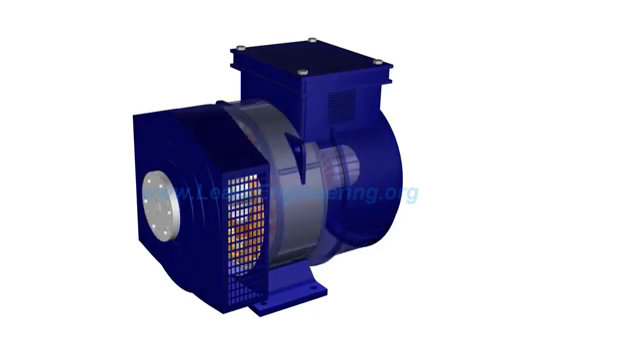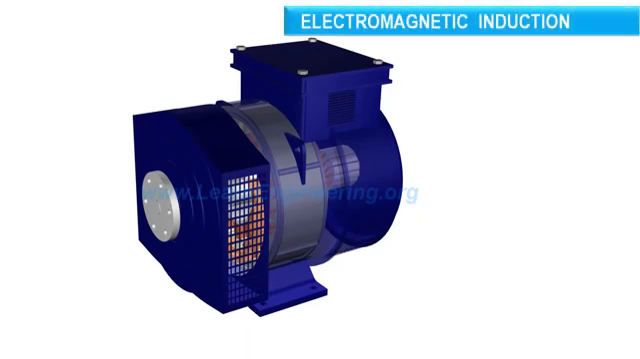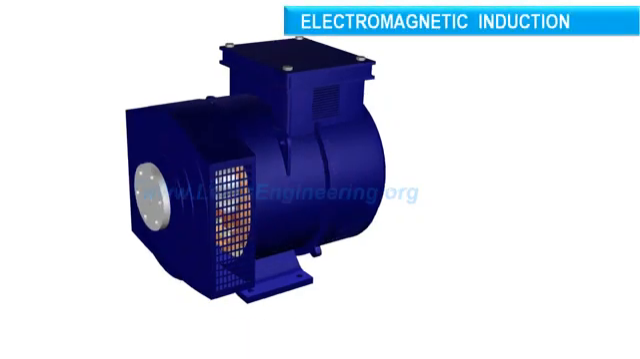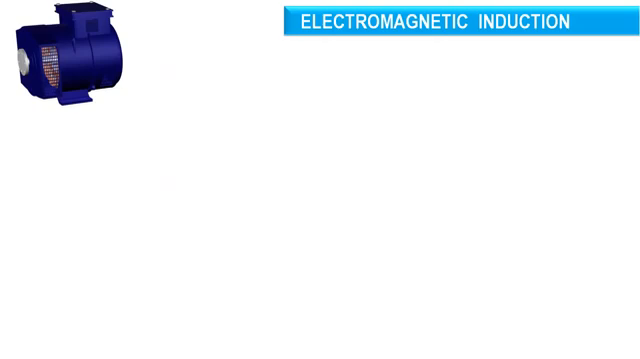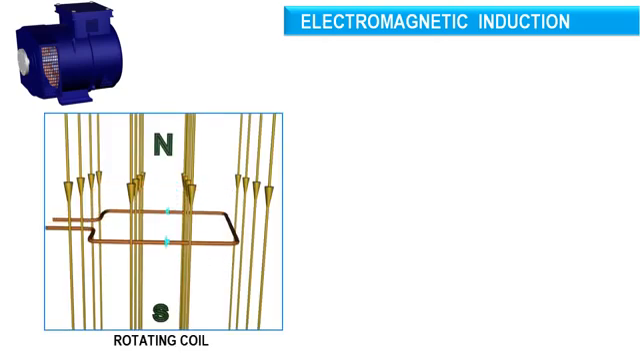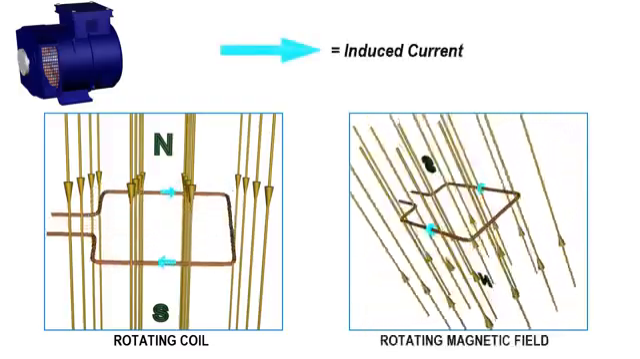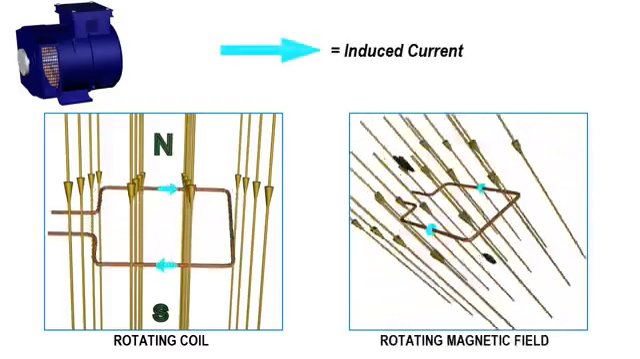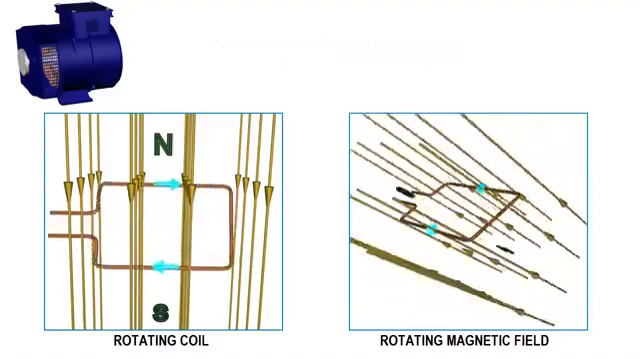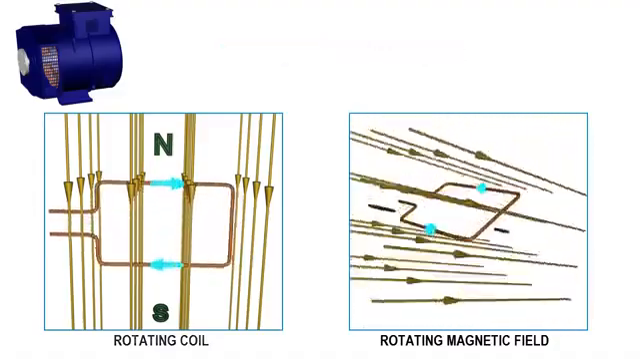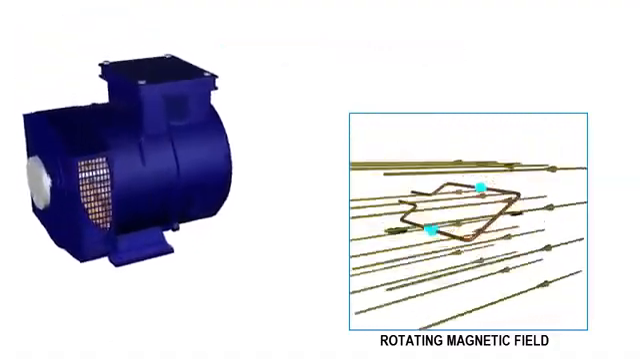Electricity is produced in alternators by electromagnetic induction. To generate electricity in a coil, either the coil should rotate with respect to the magnetic field, or a magnetic field should rotate with respect to the coil. In the case of an alternator, the latter approach is used.